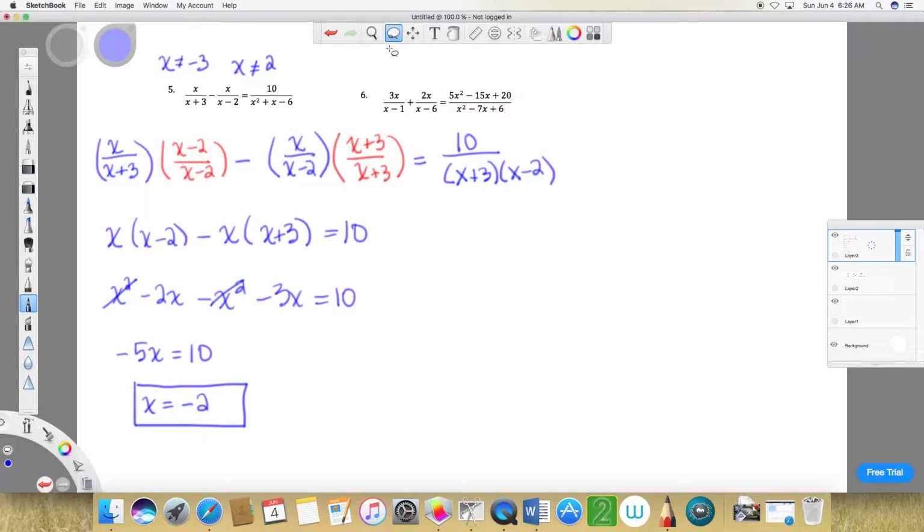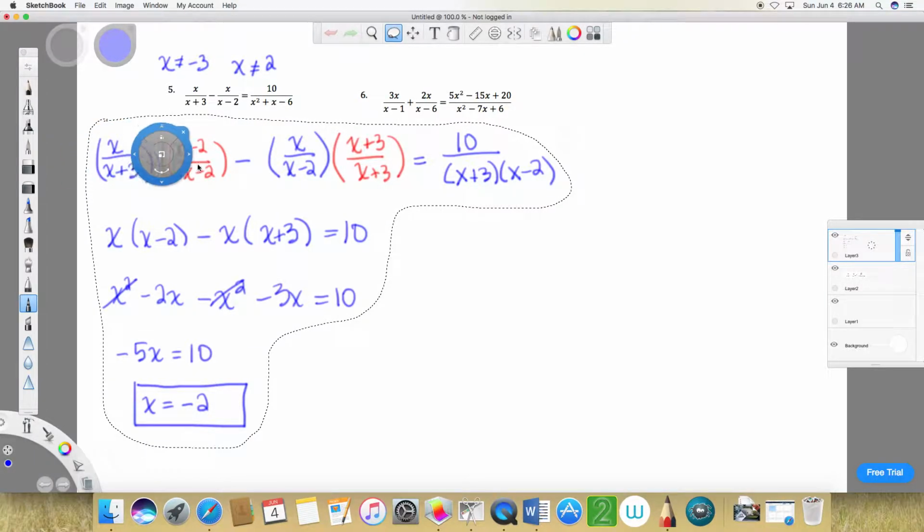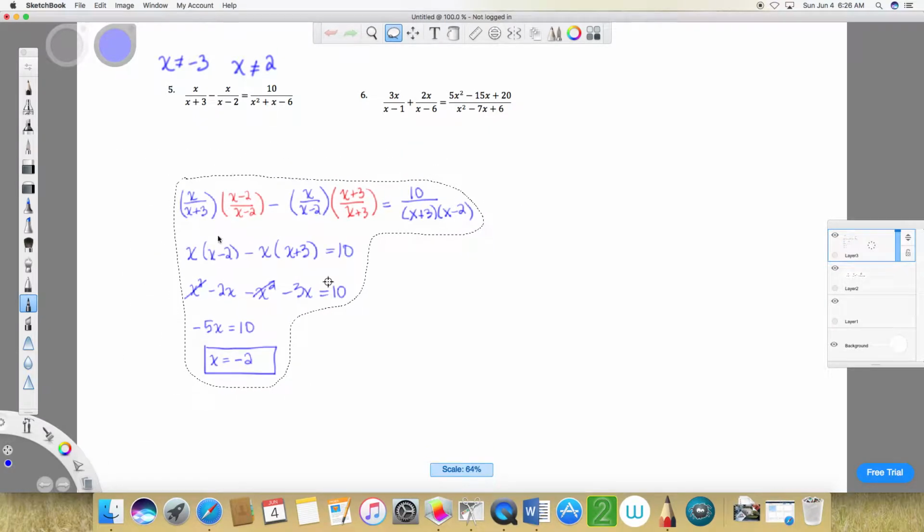All right, so let's take a look now at number 6. I'll leave it up to you to plug in -2 and see if the left-hand side and right-hand side are equal to each other. That's just arithmetic. That can be done on a calculator as well, right?